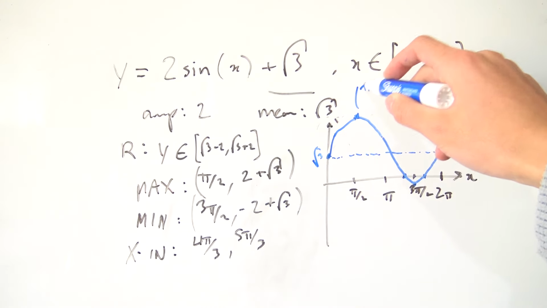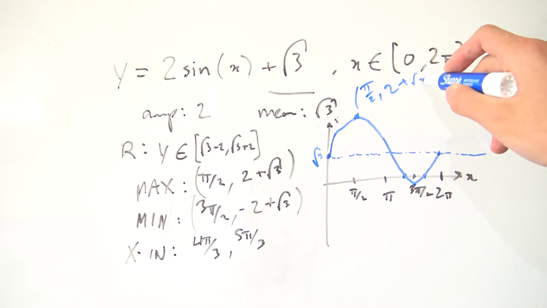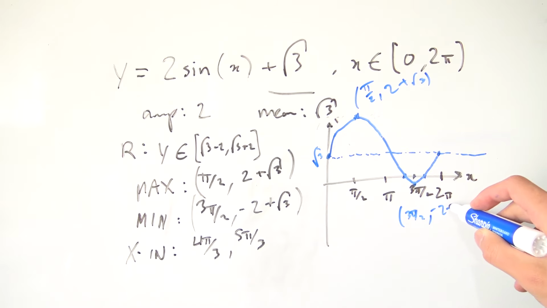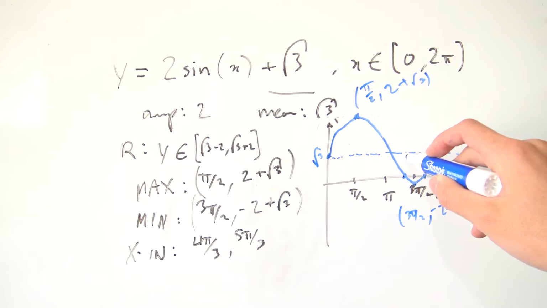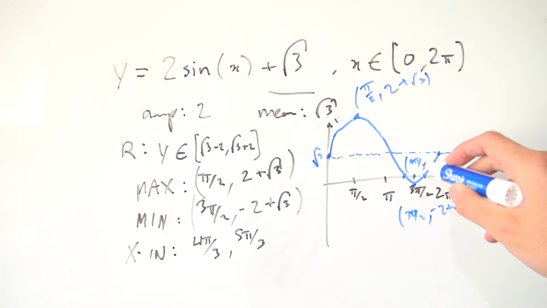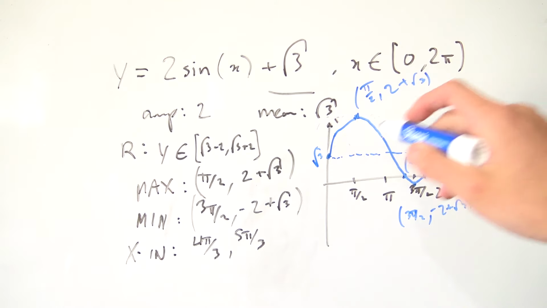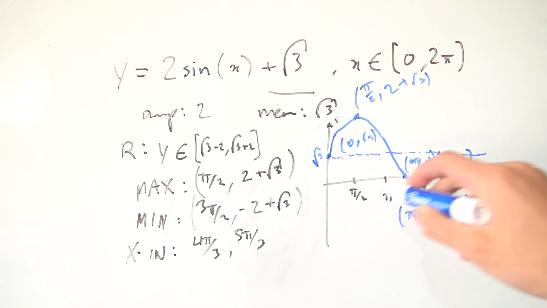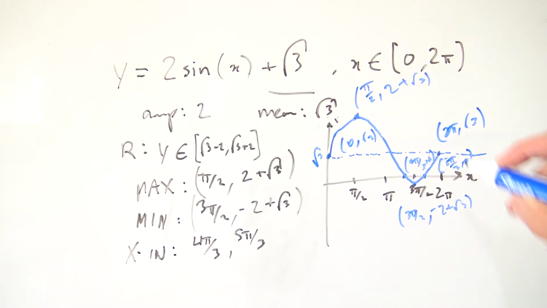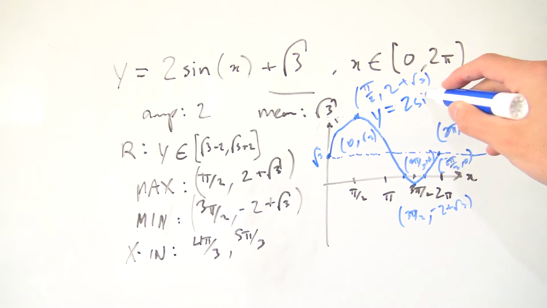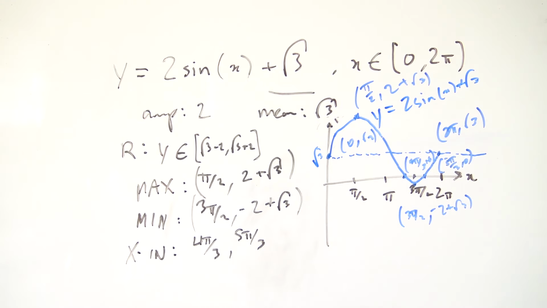So we have maximum at pi over 2, 2 plus root 3. Then our minimum right here at 3 pi over 2, negative 2 plus root 3. And also our x-intercepts are at 4 pi over 3, 0, as well as 5 pi over 3, 0, and then also our endpoints at 0, root 3 and 2 pi, root 3. So that's quite a bit to have on one graph, but all of our important pieces of information is here. And maybe the last thing to do is just label this graph y equals 2 sine of x plus the square root of 3. So there you go.